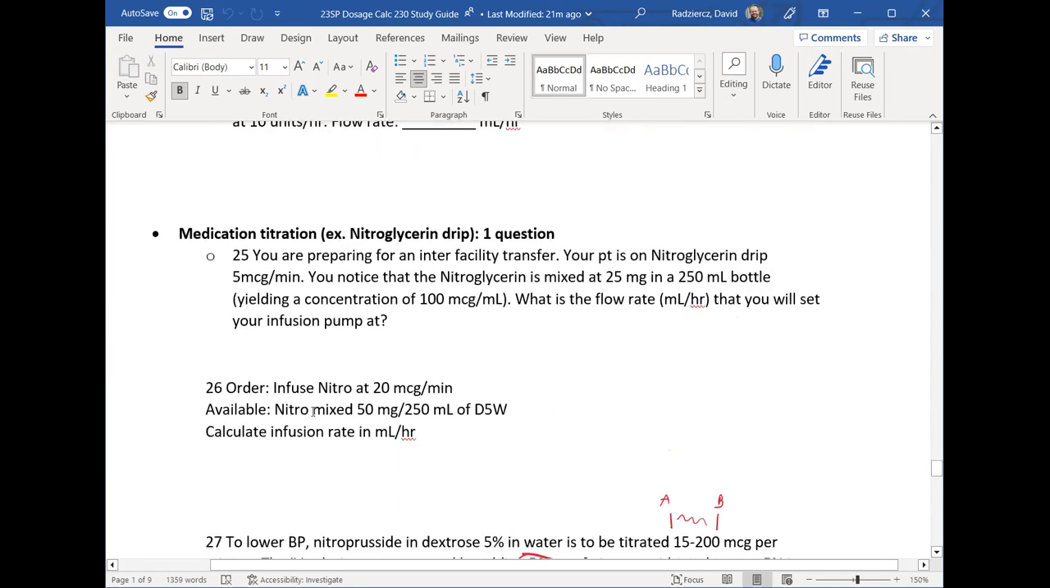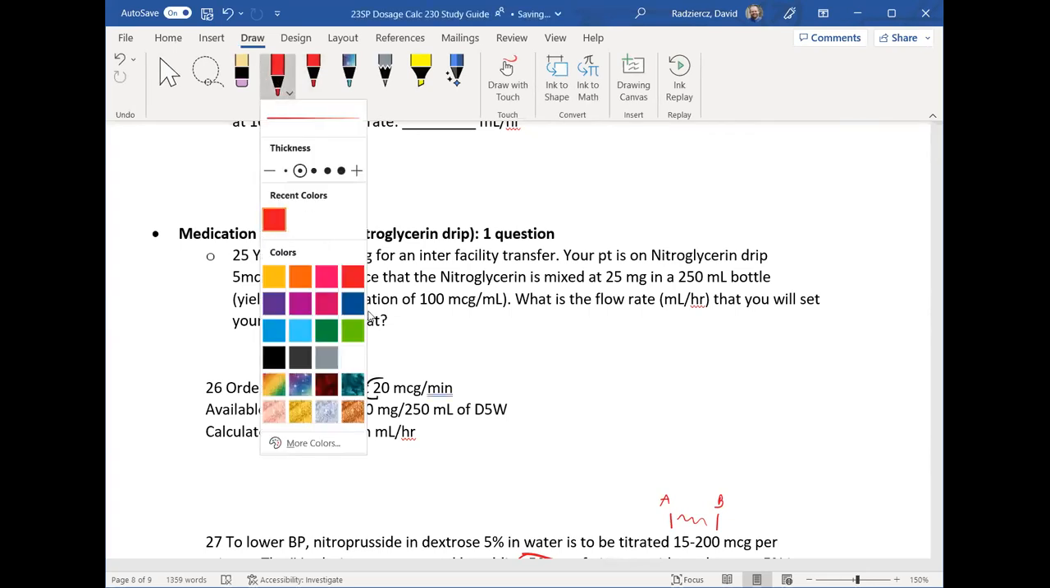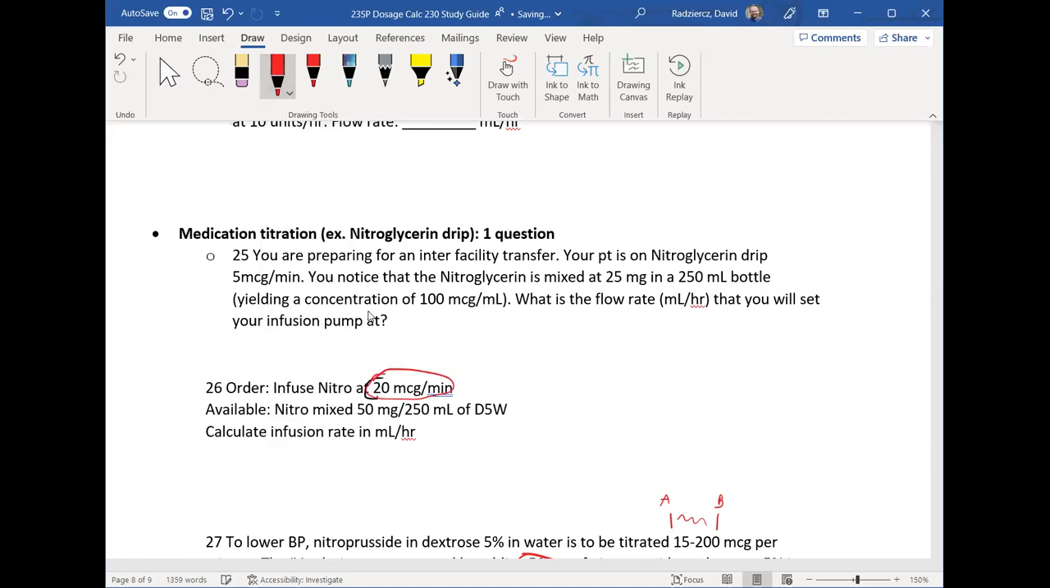A student at Boyce put this together, and then I've been stealing it. Here's an example of going from micrograms per minute to milliliters per hour. It gives you a couple things. It tells you that it's infusing at 20 micrograms per minute, and then it tells you that they mixed 50 milligrams in 250 milliliters dextrose 5% water. So you're going to do the same thing that you would do with the units per hour question, where you start off with your infusion rate, which is 20 micrograms per minute.